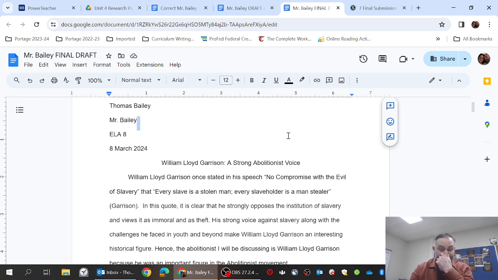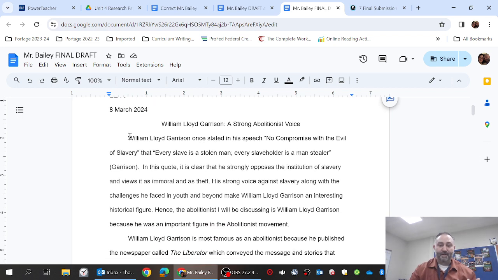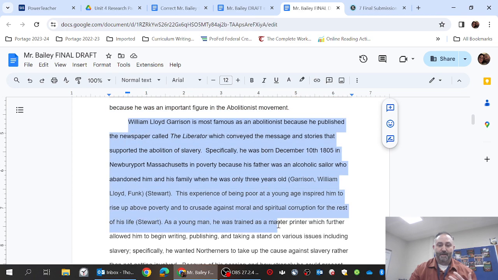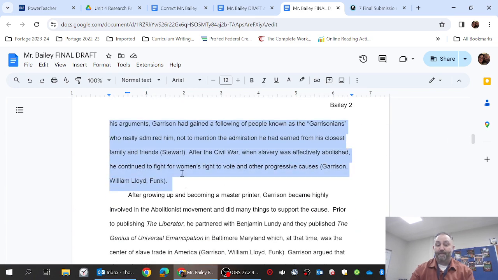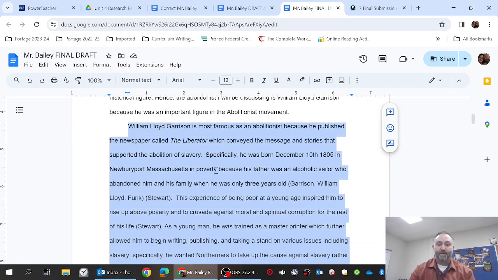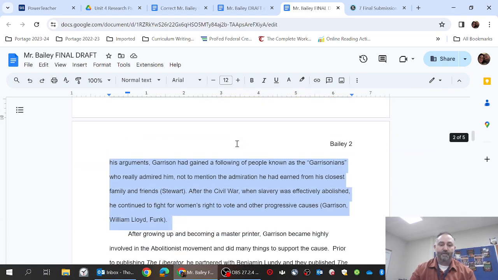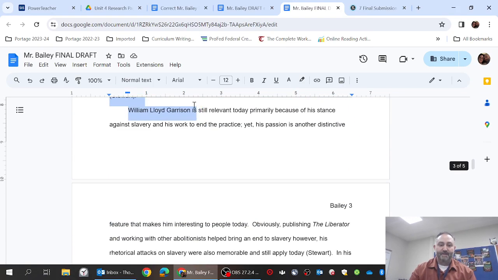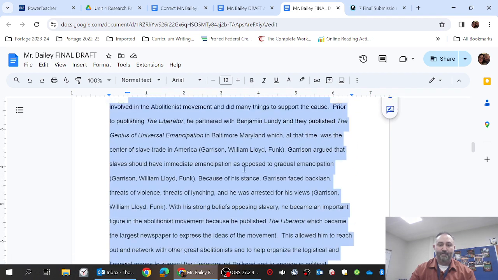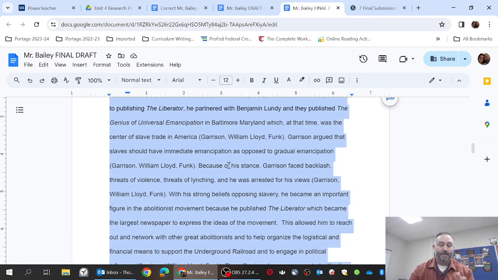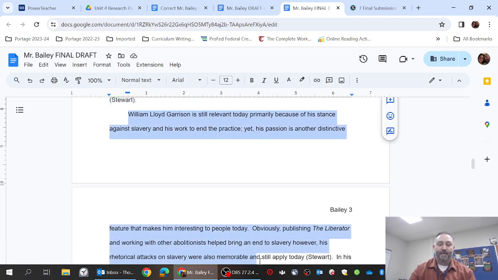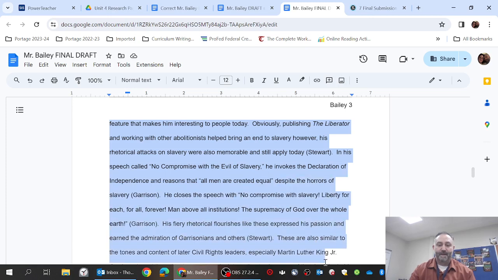So what I'm looking for when I grade this is an introduction. I'm looking for a body paragraph about the life of the person. In this case, I wrote a body paragraph about William Lloyd Garrison. That's what I researched. I needed a body paragraph about what they did to fight against slavery, what their activities were. So my second body paragraph right here was 100% about the type of activities that he engaged in to fight against slavery. The third body paragraph then was about why this person is still important today.